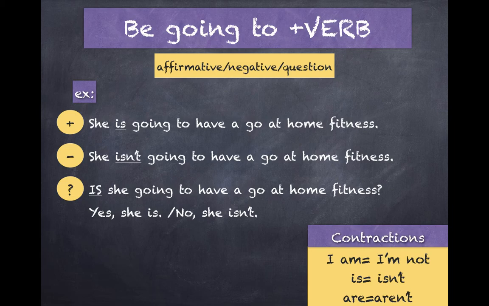Right in the corner, you can see contractions when it's negative. I'm not. You can shortly write I'm not. If it is not, you will write isn't. When it's are not, you will write aren't in the negative contraction form.